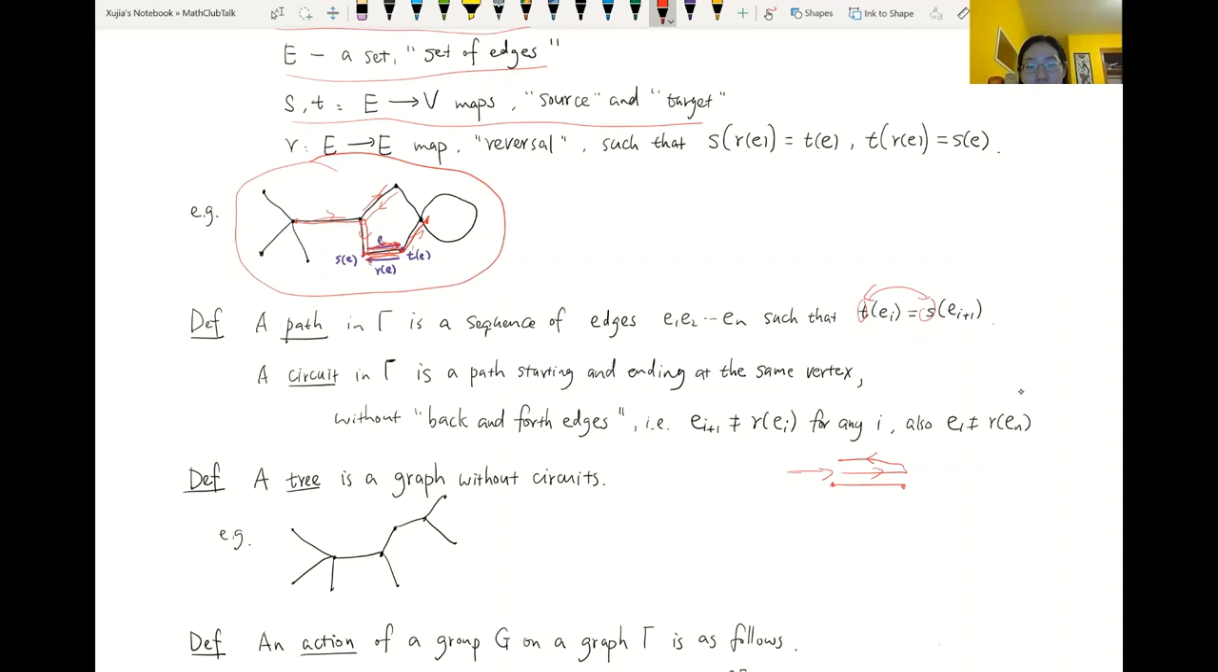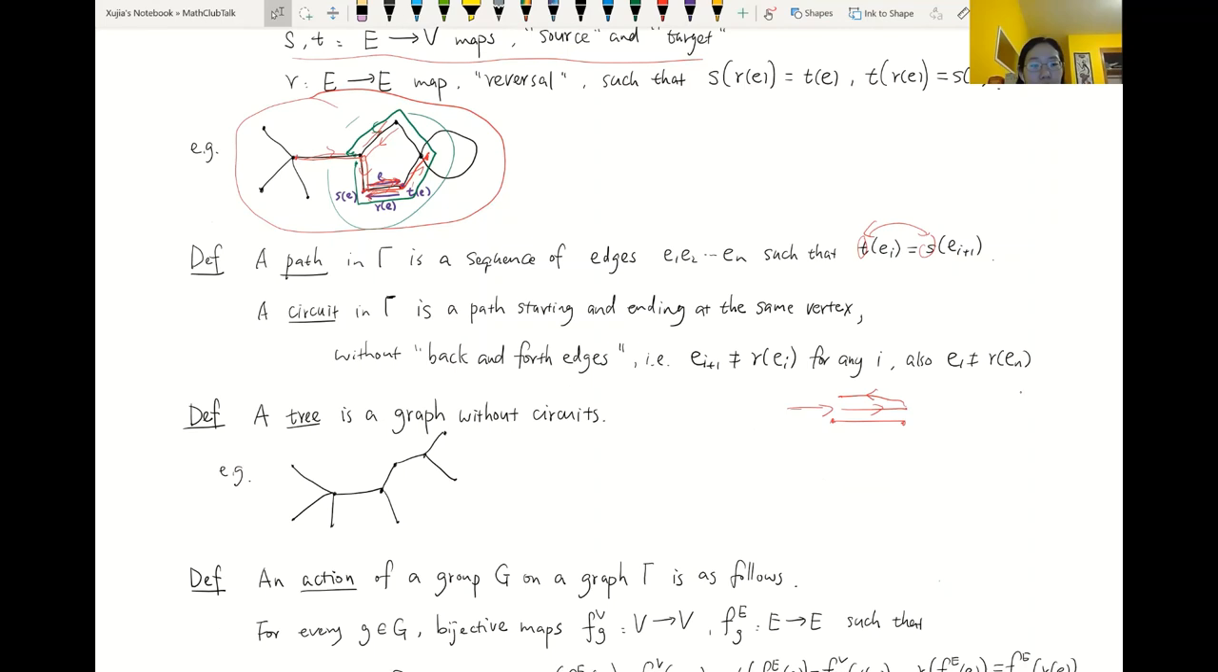So a circuit is something like, maybe you start from here, you go here, you go here, you go here, you go here, and you go back to this vertex. This is an example of a circuit. And we define a tree as a graph without circuits. For example, something that looks like this is a tree. And this one here is not a tree because it has some circuits.